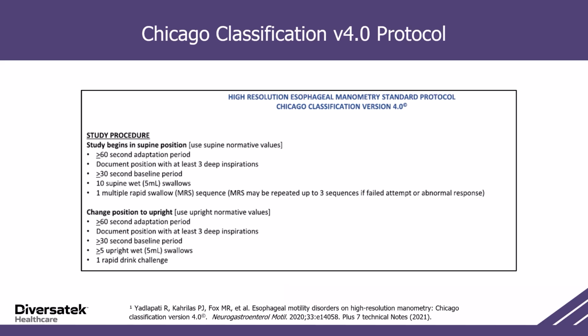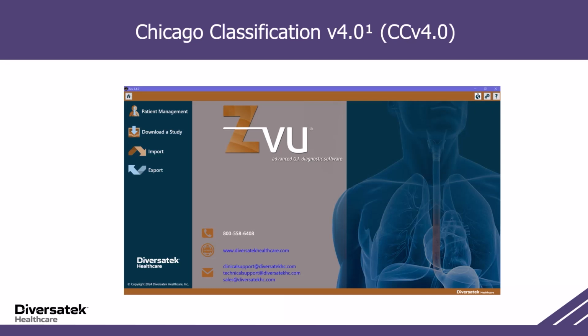Chicago 4 recommends doing all steps on every patient for research consistency. They do concede that clinical facilities may choose to customize their protocol to meet their needs or the tolerance of their patients. Either way, the ZView acquisition features allow for easy customization.